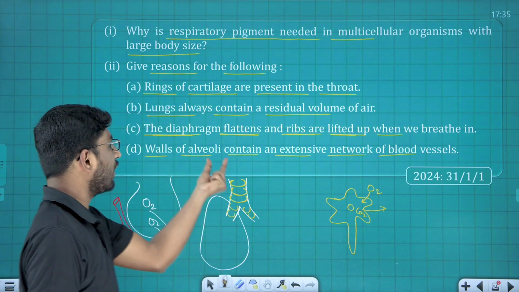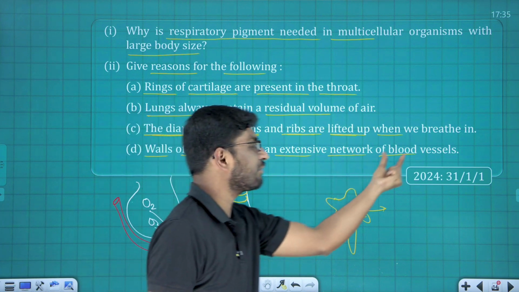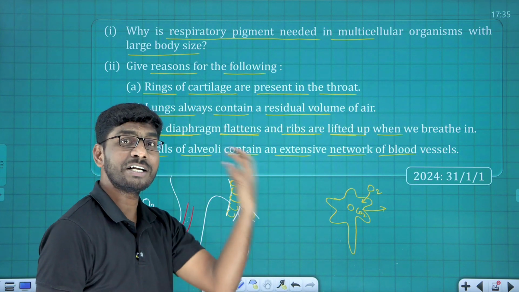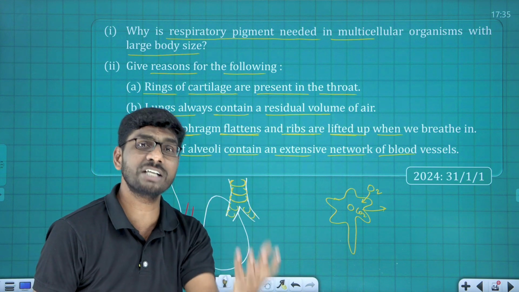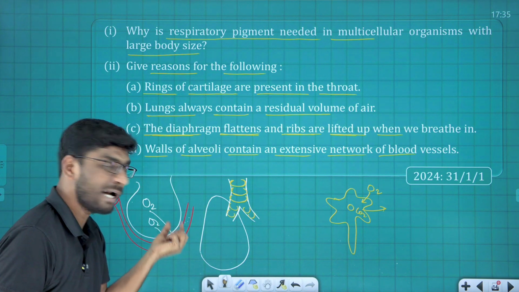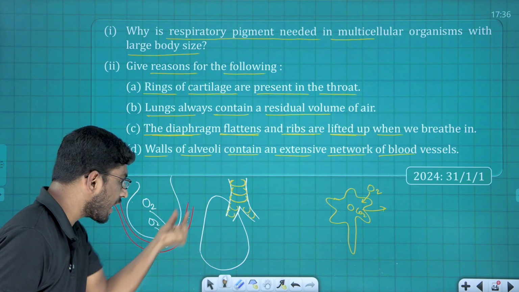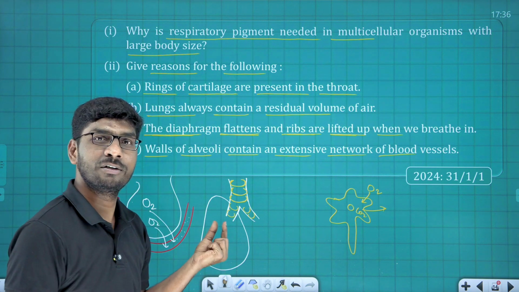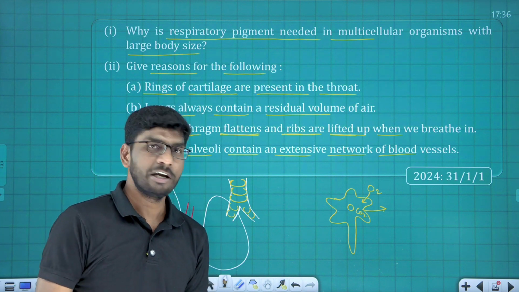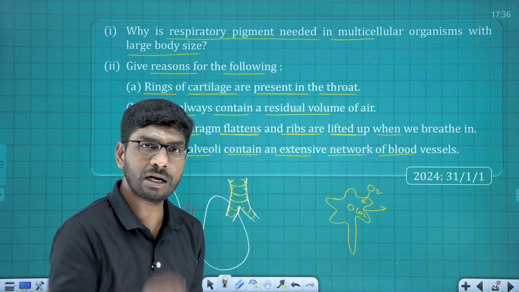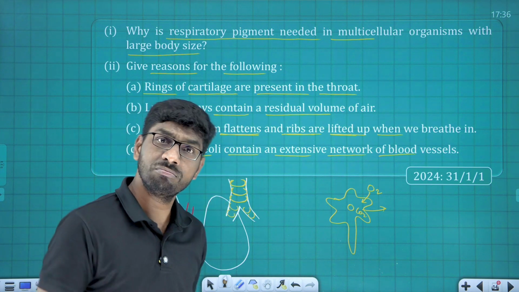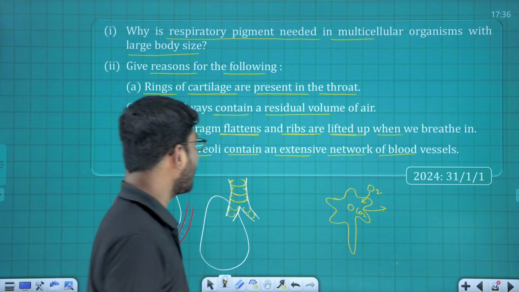So the wall of alveoli contains an extensive network of blood vessels because the oxygen diffusion, the gaseous exchange, takes place in the alveoli, so that the exchanged oxygen enters where? Blood. So if there are no blood capillaries, where will the oxygen be diffused into, tell me? If there is no extensive blood supply to that alveolus, where will the oxygen be delivered, where will the oxygen be loaded? Yes or no? You got my point? Come to the next question.